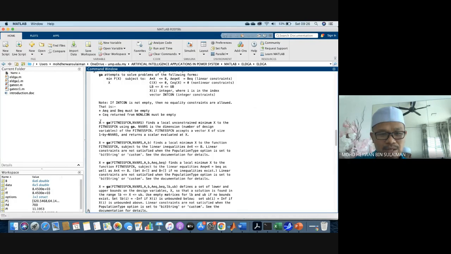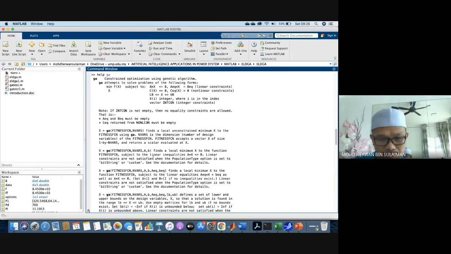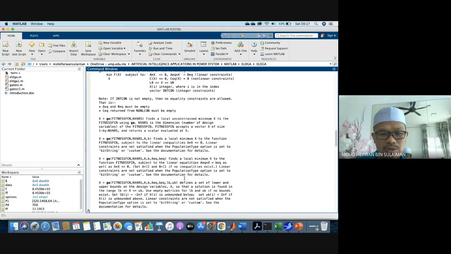So let's take a look here. X equals GA, fitness function and nvars. This is how the program goes. GA, fitness function and nvars, where nvars is the number of variables. Or you can use X equals GA, fitness function, nvars, A, B. Where are your A and B? A and B, I think, define the local minimum X of the fitness function subject to the linear inequality constraint A X less than or equal to B. Or you can use X equals GA, fitness function.